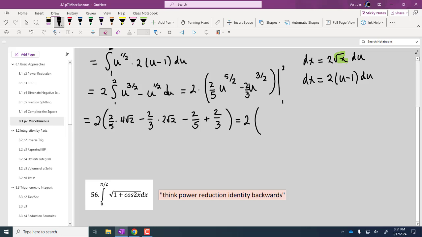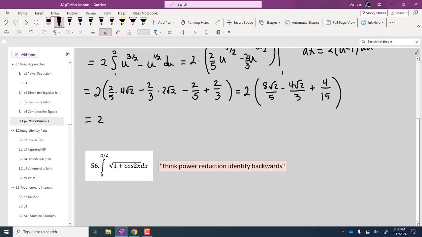Okay, so 2 on the outside. So I'm going to treat this as 8 root 2 over 5. And I'm going to pull these root 2's into minus 4 root 2 over 3. And then here, we're going to have negative 6 plus 10, so 4/15. So if we get a common denominator of 15 there, everyone agree with that? Negative 6 and positive 10. 10 minus 6 is 4. So then here, we're going to end up with 2 multiplied by, we need a common denominator of 15 again, so it's going to be 24 minus 20. 24 minus 20 is 4. So we're going to have 4 root 2 over 15. Plus 4 over 15.